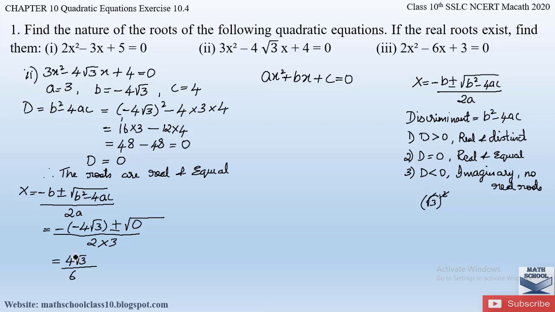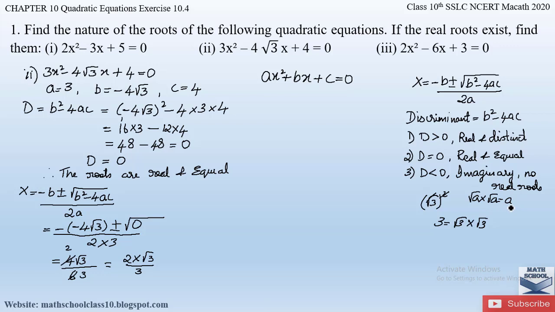Okay, so here we can cancel: 2 2s are 4 and 2 3s are 6. So we can write 2 into root 3 divided by 3. We also know that 3 can be written as root 3 into root 3, by using the identity where root a into root a is equal to a.